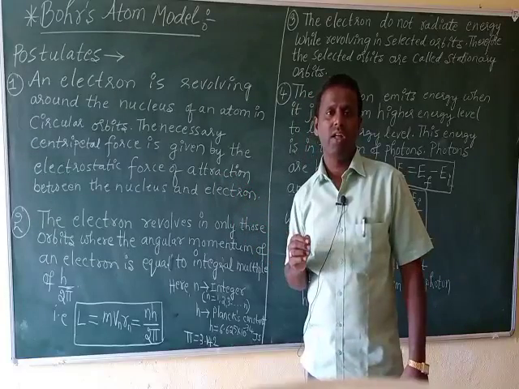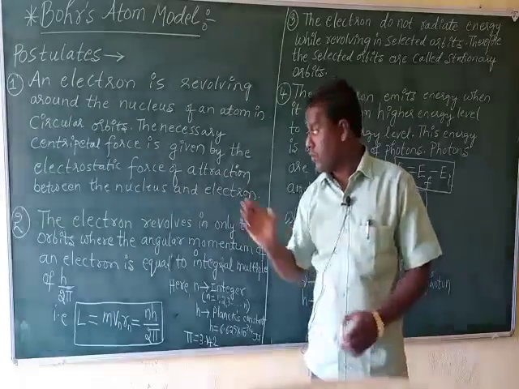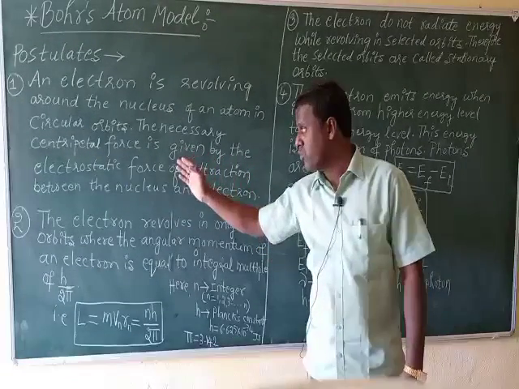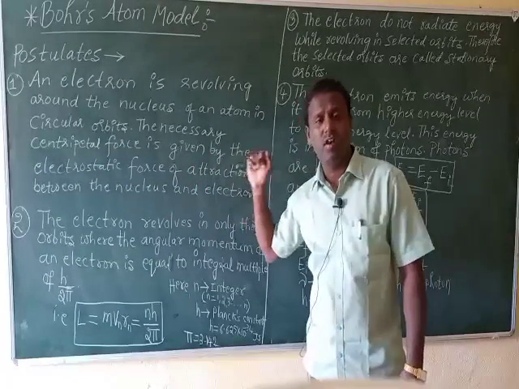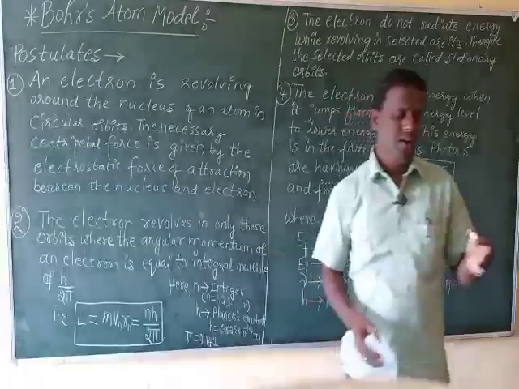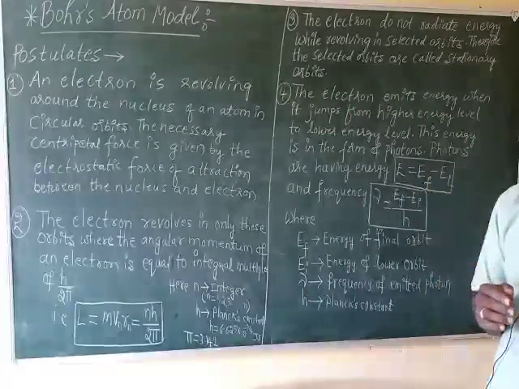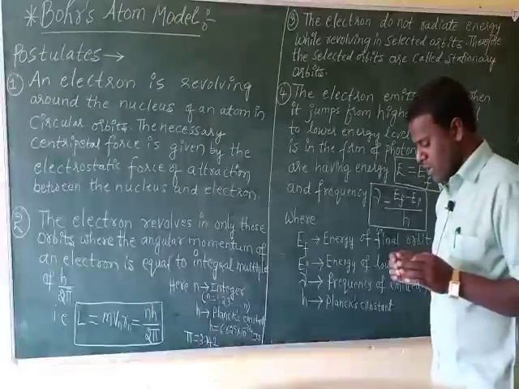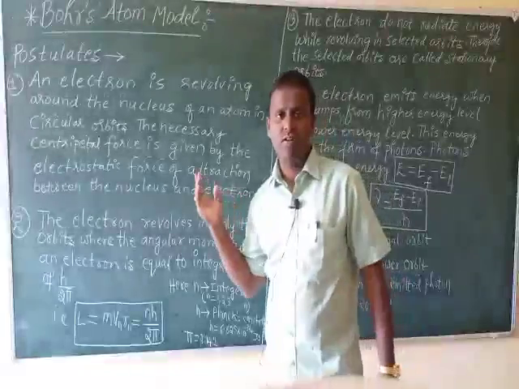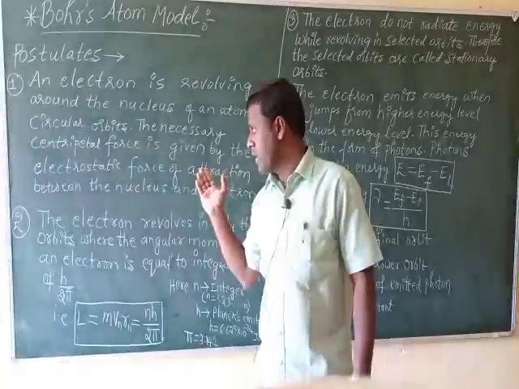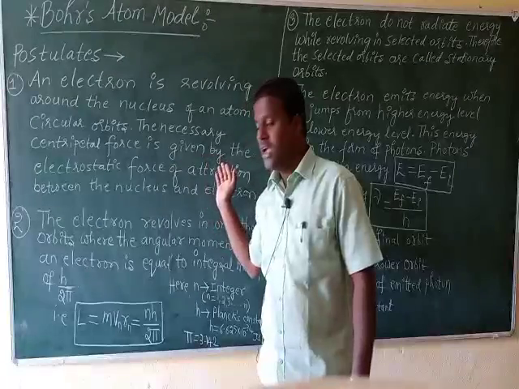The electrostatic force is the electric force of attraction. Why is it called a force of attraction between the nucleus and the electron? Because the nucleus is positively charged and the electron is negatively charged. Therefore, there exists a force of attraction between the nucleus and the electron.